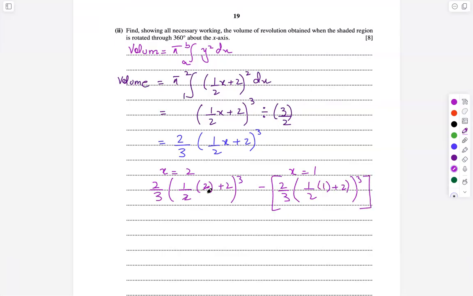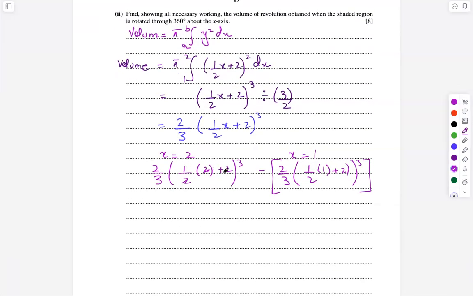So 2 and 2 will cancel out over here. This will become 1 plus 2, which is 3. 3 cube is 27, and 27 times 2 will become 54. So this will become 54 upon 3, and this will be subtracted by the lower limit. So this will become half plus 2. So half plus 2 is 2 whole 1 upon 2, or 5 upon 2. And we can write it as 2 upon 3 into (5 upon 2) whole cube.